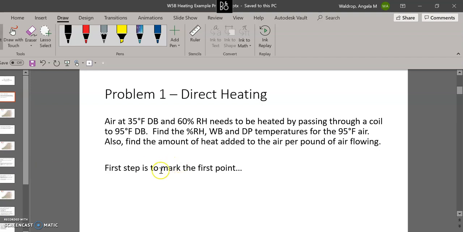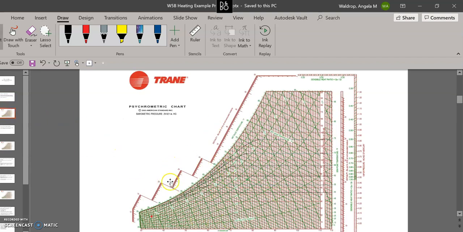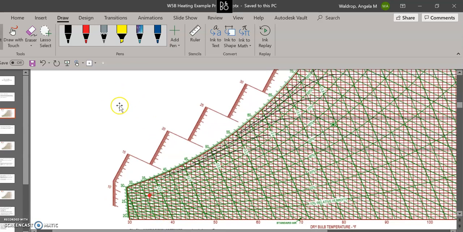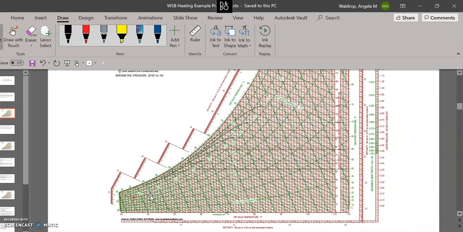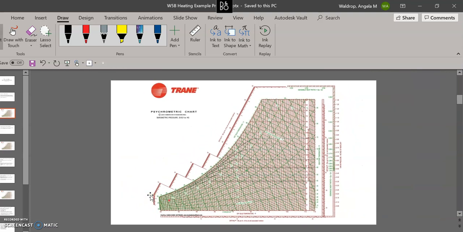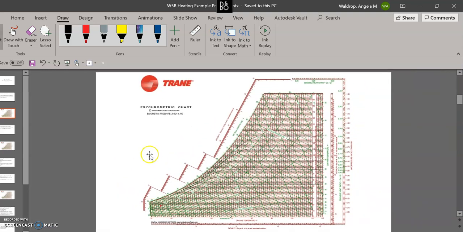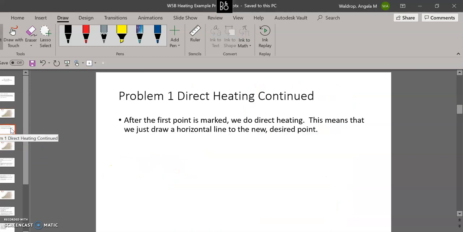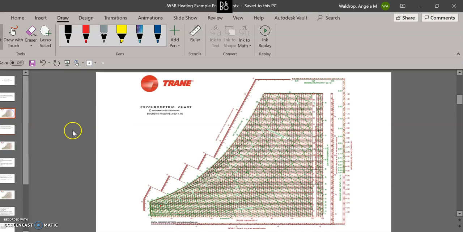The first step is to mark the point. On the next slide, you see that I have a copy of the psychrometrics chart, and I've marked the point here on the page. Again, I used my drawing tools up here and drew a red mark where the actual point is. After the point is marked, we do direct heating. This means that we're just going to draw a horizontal line to the new desired point.